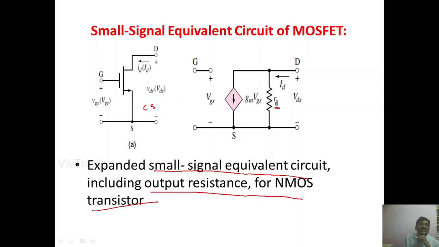For this CS configuration, this is the small signal equivalent circuit where VGS is the gate to source voltage. At the input side we don't have any component. At the output side we have one dependent current source gm VGS, in parallel with one output resistance, the internal drain resistance RD. This is the small signal AC equivalent circuit of the MOSFET. In the next class onwards, we are going to see the amplifiers of the MOSFET, like the CS amplifier, CD amplifier and CG amplifier.